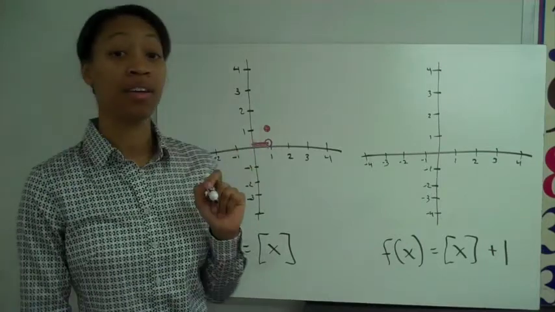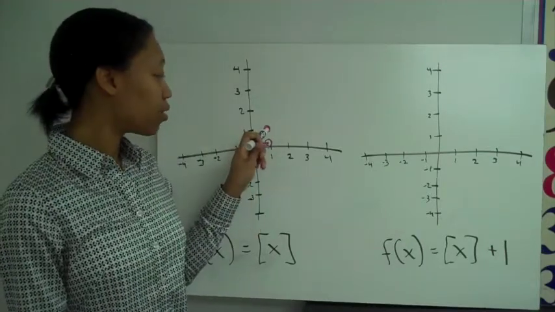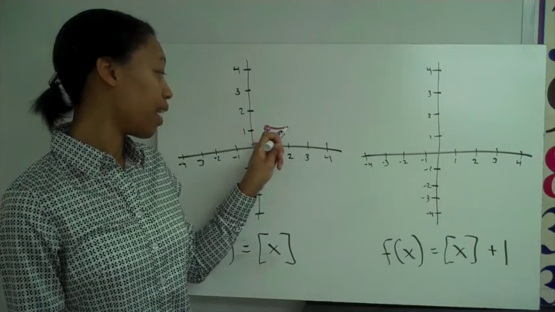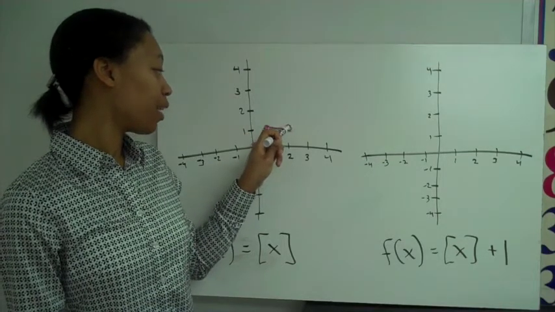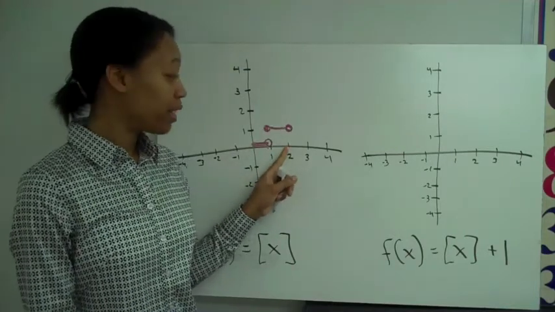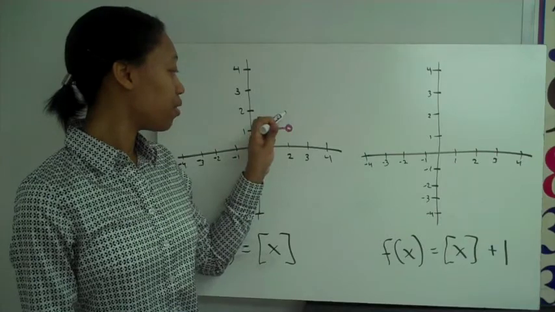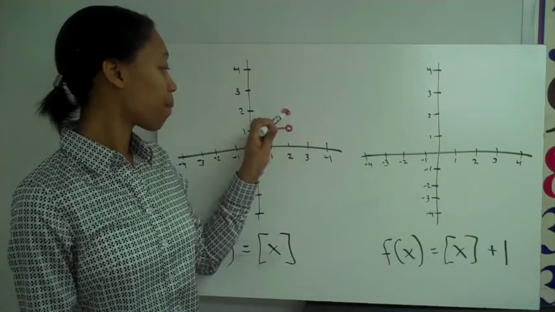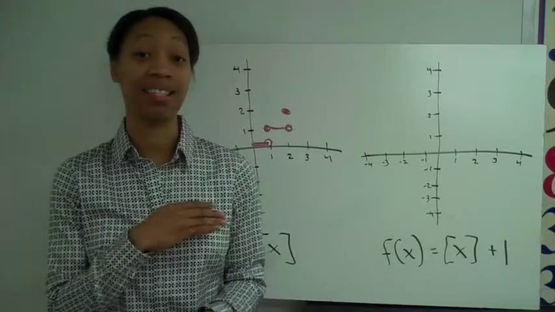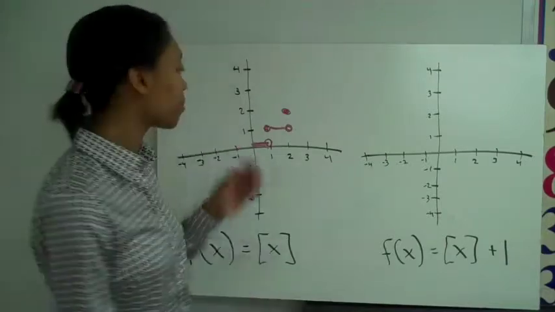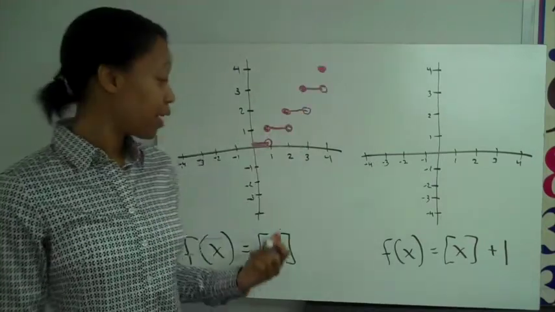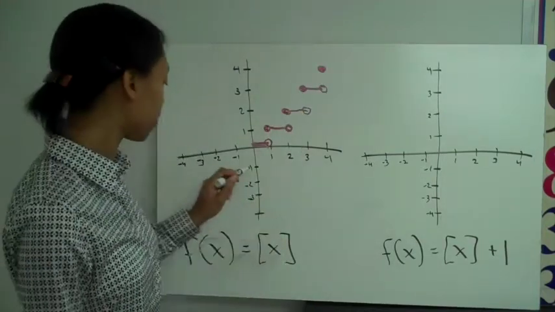1 rounds to 1. 1.1 rounds to 1. 1.2, 1.3, 1.5, 1.9, all the way to 1.9999, until you get close to 2. When you get to 2, it rounds up to 2. And so the graph for the greatest integer function is a set of stairs like this. And the same thing happens with the negative values.